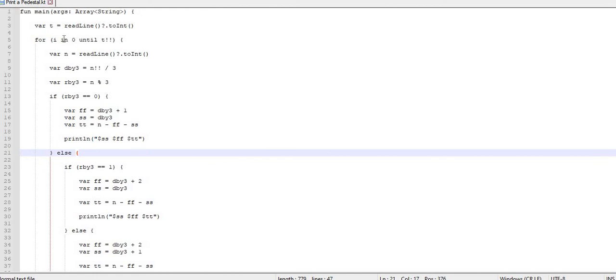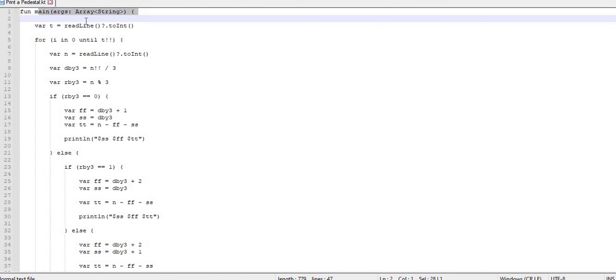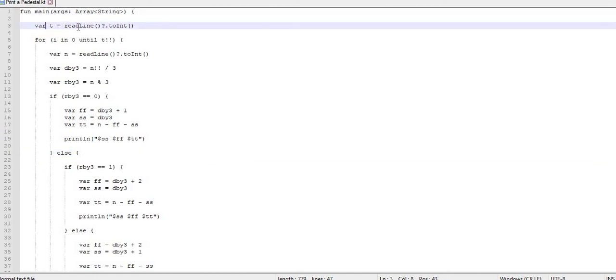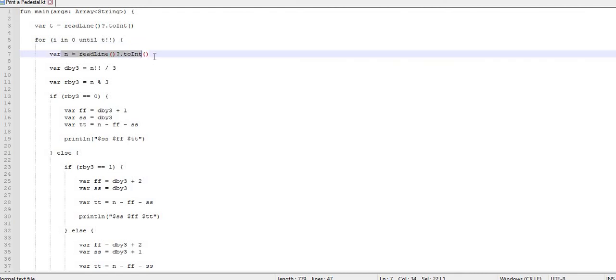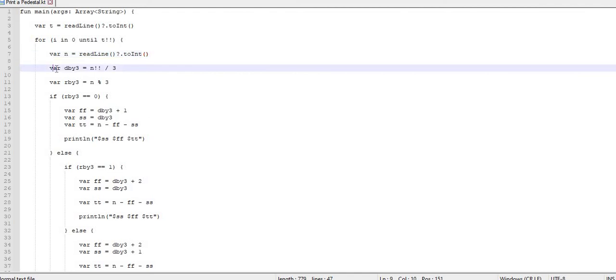Here is my main function. First of all, I have taken the number of test cases. Then I have a simple for loop from 0 to t. Then the single input, that is the number of blocks. The very first thing is I am dividing n by 3, because I have to divide it into three, so I get 3 lengths of equal height. So this is n by 3, a division by 3.